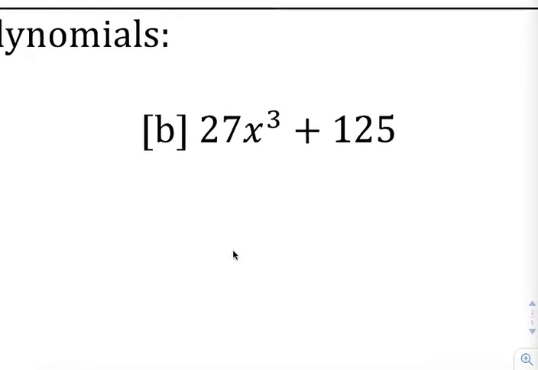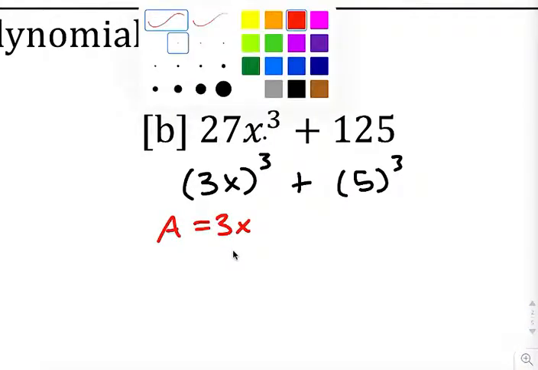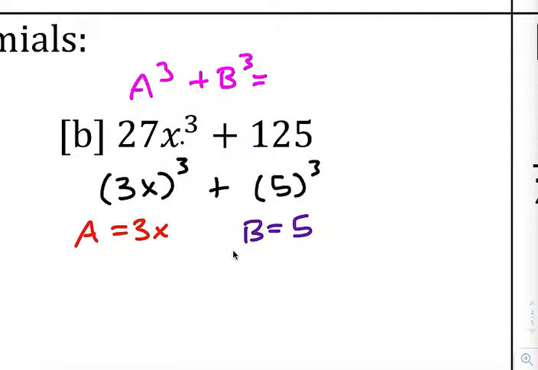Here we have a classic sum of cubes problem, because if we look at 27 and view that as 3 cubed, and of course x, and so this first term, if we view it as 3x cubed, and this one we view as 5 cubed, we can reveal our a to be 3x, and our b value to be 5, because please recall, if you have a cubic in the form of a cubed plus b cubed, that factors formulaically into a plus b times the quantity of a squared minus ab plus b squared.